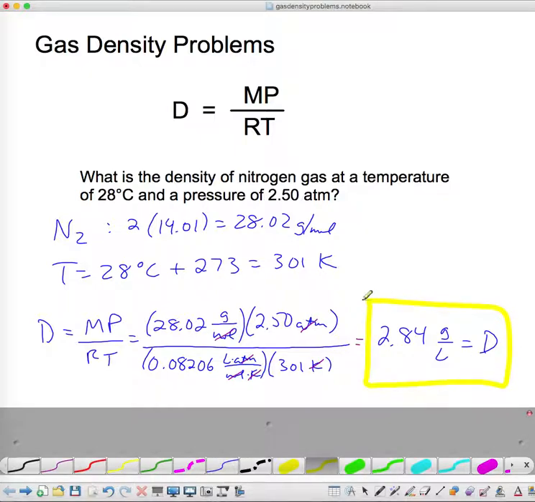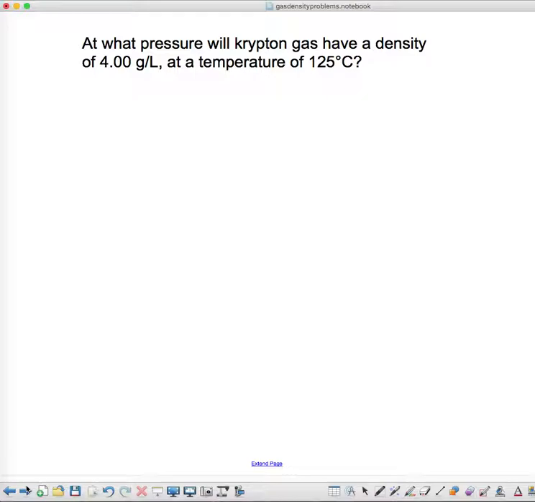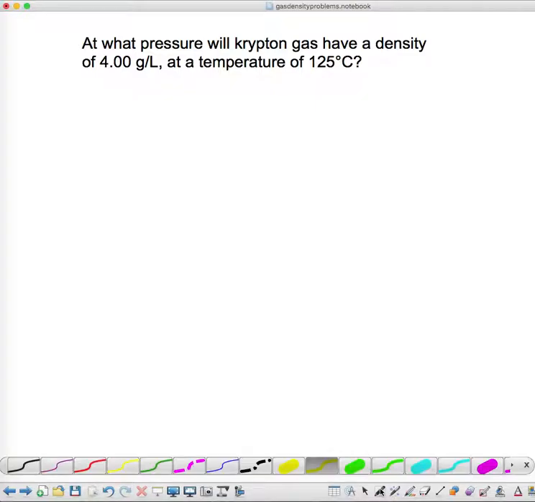We can use the expression rearranged to find one of the other variables, for example, molar mass, pressure, or temperature. As an example of that, I could ask, at what pressure will krypton gas have a density of 4.00 grams per liter at a temperature of 125 degrees Celsius? Well, I'll begin by writing out the expression as I'm given. Density equals mp over RT.